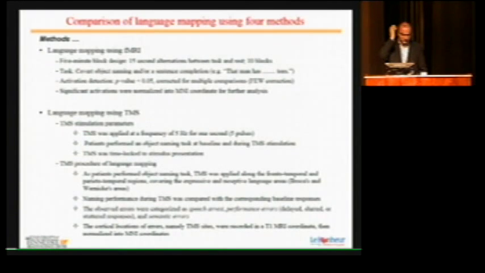We covered pretty much the expressive and the receptive language of the patient, and based on that, the naming performance was compared during the TMS and baseline, and the observed error was categorized as a speech arrest, performance error, or semantic error. Each of these errors will give us one TMS site, and this TMS site was recorded in the coordinate of T1 MRI, and then normalized to MNI coordinate, again, to compare all 9 patients.